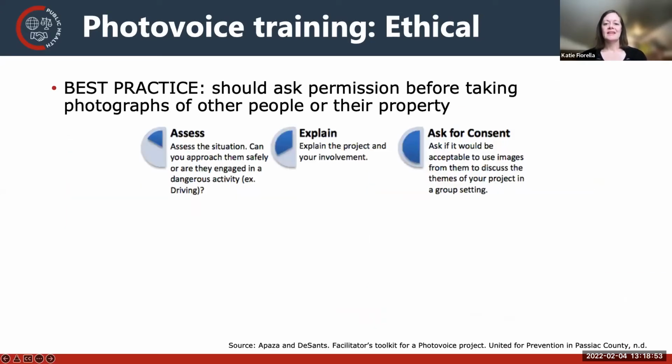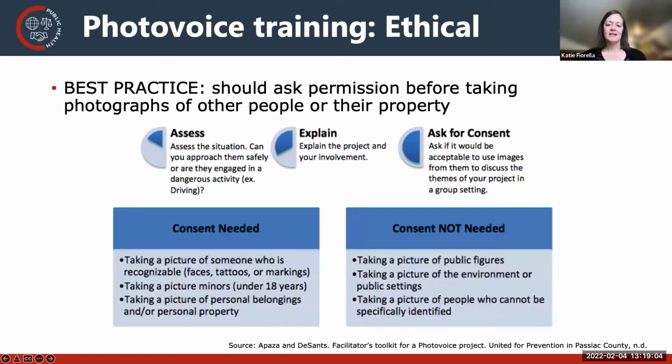And related to this, it's really important to train participants to ask permission before taking photographs, asking themselves those questions, explaining the project and obtaining consent when needed. More and more phones and cameras are everywhere, and this isn't something that's foreign to people, the idea that people might not want to be in a photograph. So I think really just emphasizing when consent is needed and when consent might not be needed is an important part of this training.